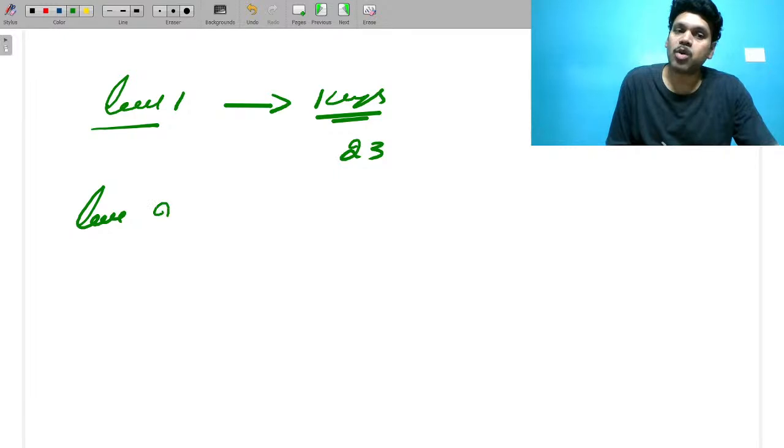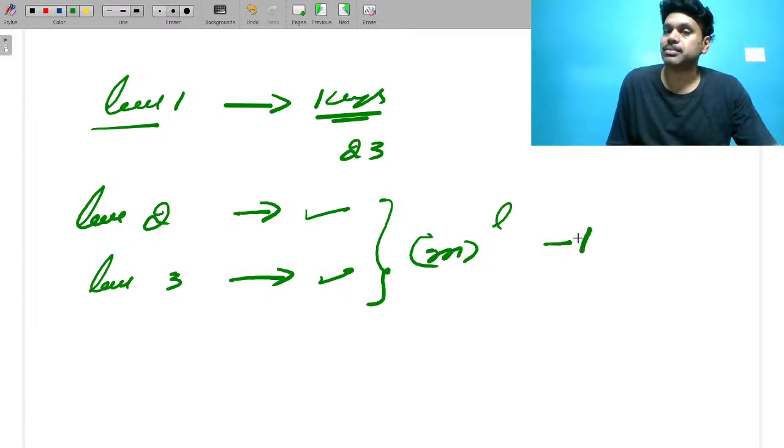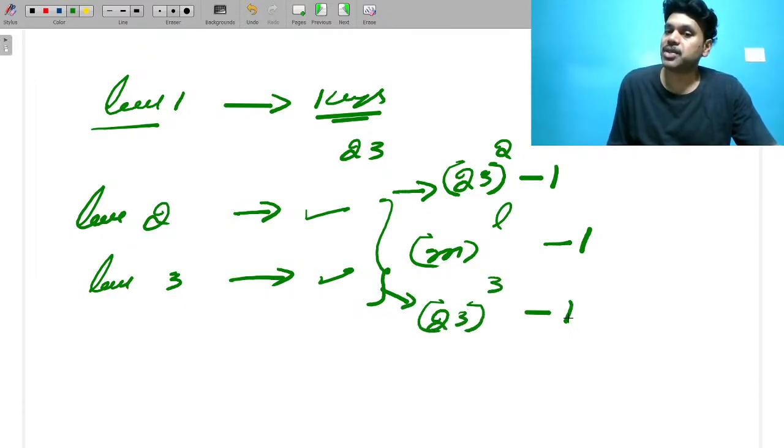Level 2, how many keys can I insert? I gave an equation in the last class. How many keys can you insert at level 2 and level 3? Simply say M to the power of (L minus 1). If it is level 2, your M is 23 and level 2 minus 1. This is your maximum keys. If it is level 3, 23 to the power of (level 3 minus 1), these are the maximum keys you are able to keep at that level.